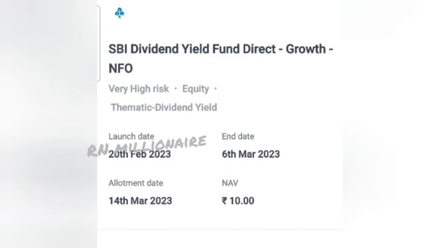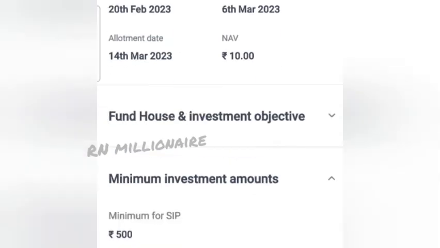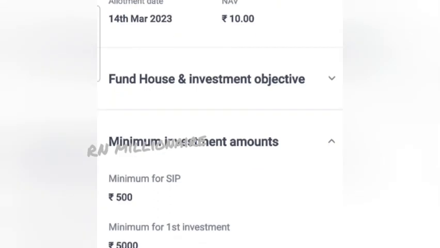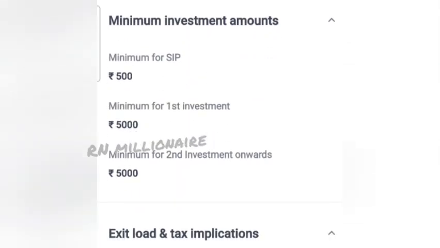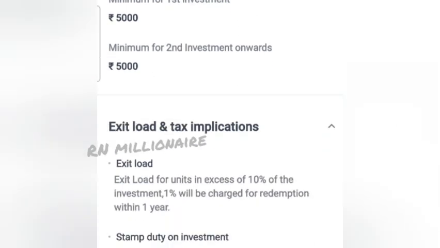New fund offer open period is today, that is February 20th, 2023, and the fund offer ends on 6th March 2023. Allotment date is 14th March 2023. Offer price is 10 rupees. Minimum investment in SIP is 500 rupees and one-time investment is 5000 rupees. One-time investment from the second time onwards is 1000 rupees.